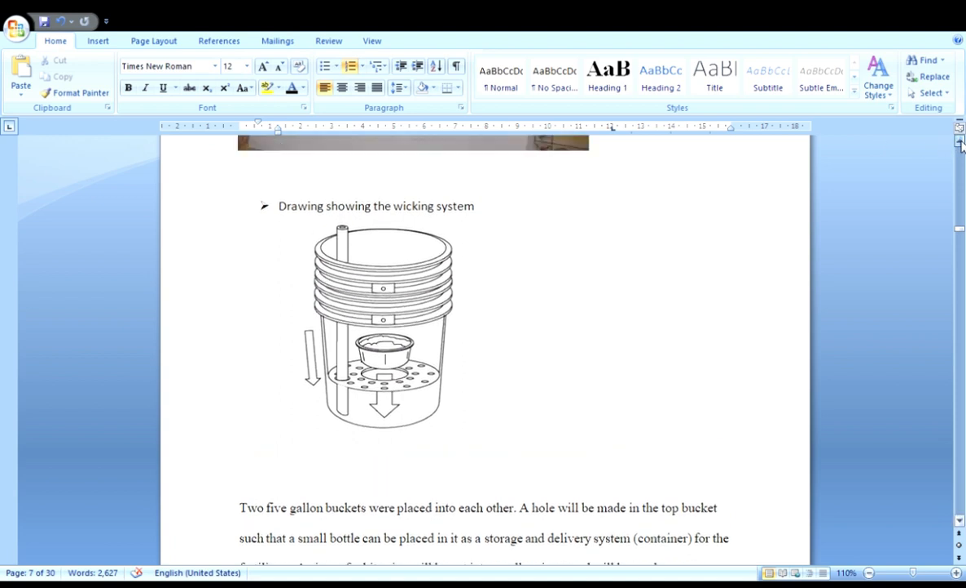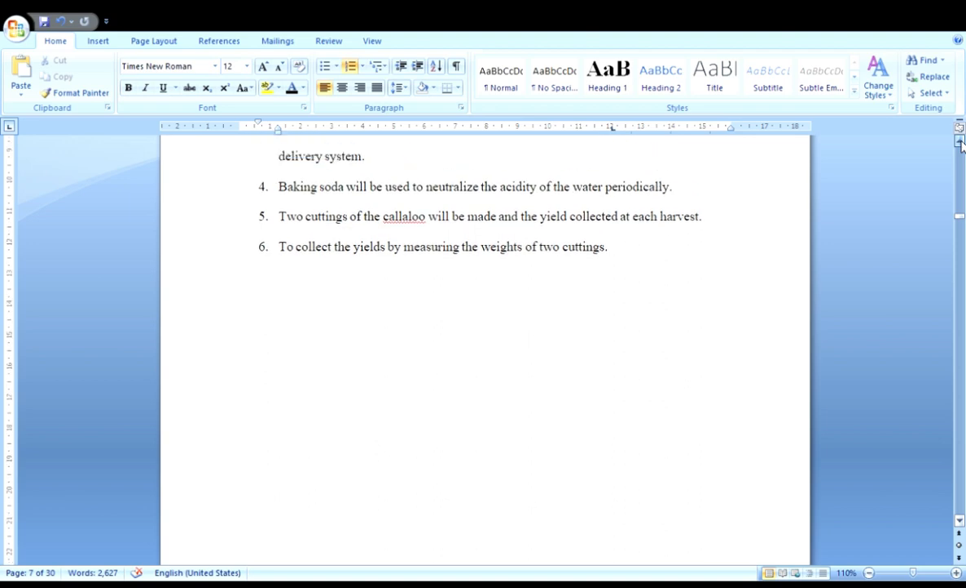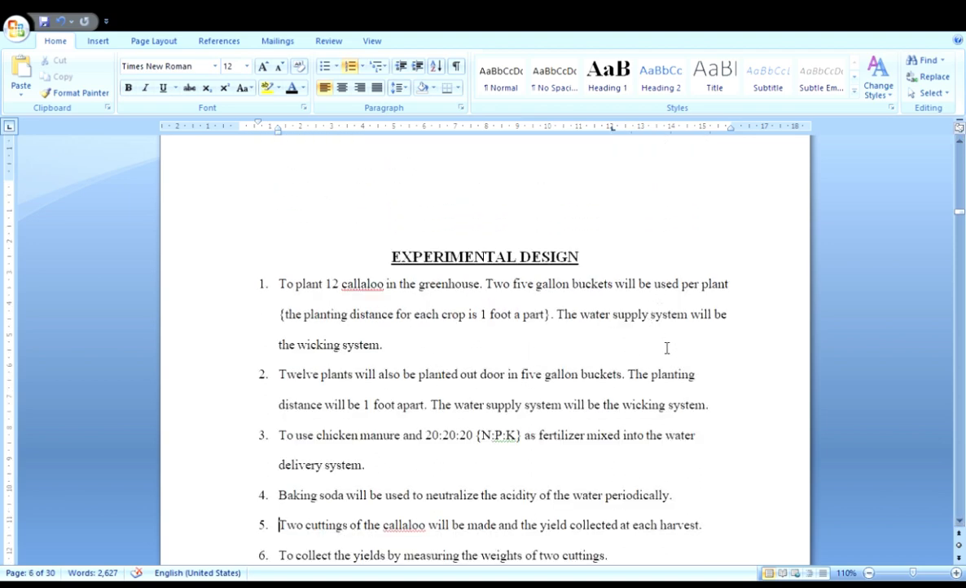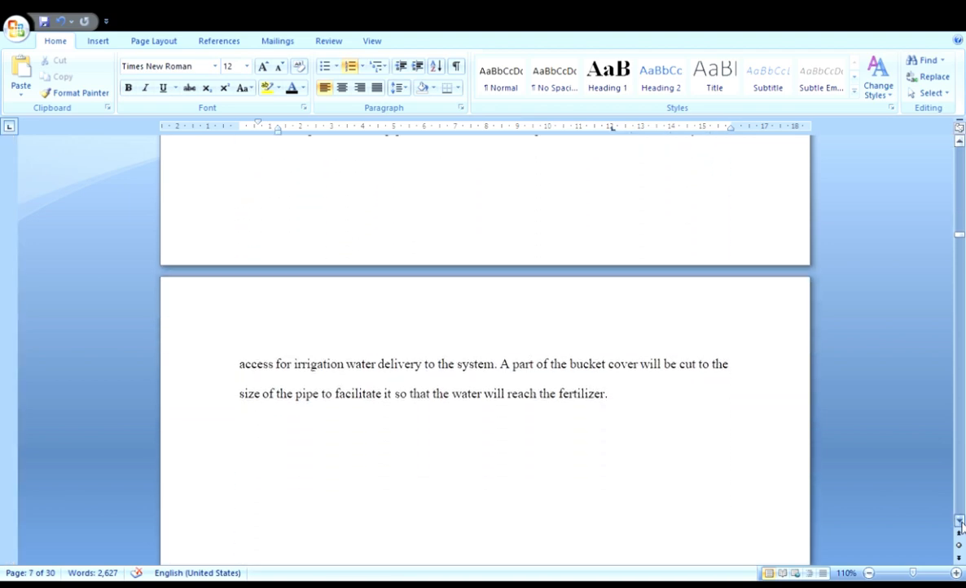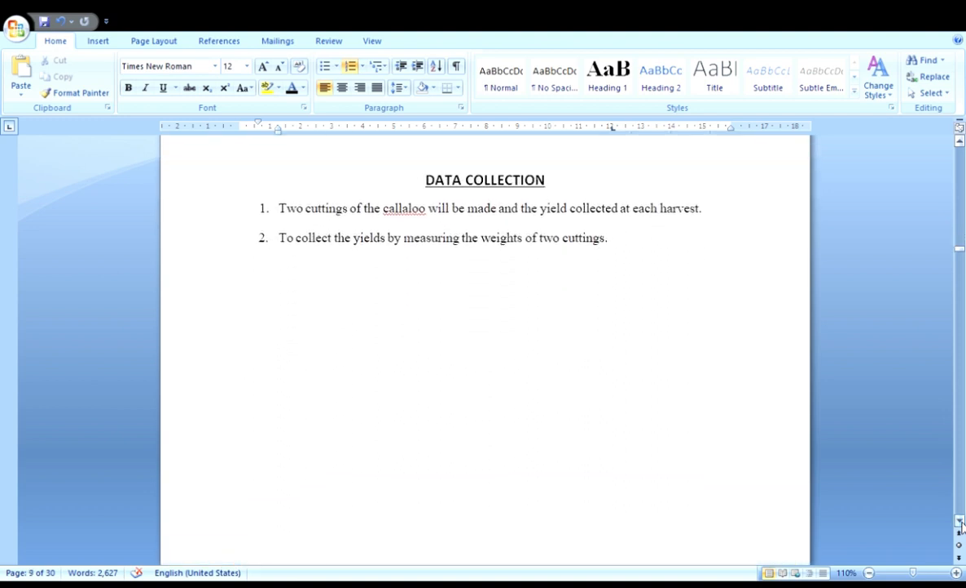So again, back to the experimental design. As we said, it values 1 mark. However, it requires a lot of information. Alright, so let's go down to the other component of the methodology. Alright, the other component of the methodology is the data collection.